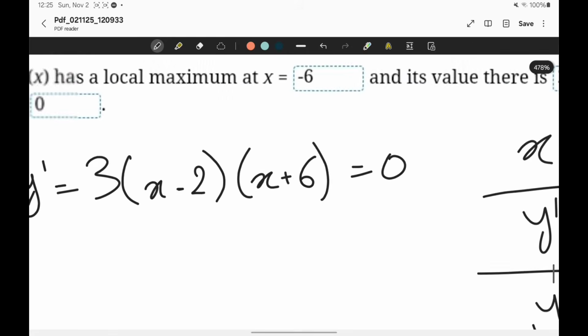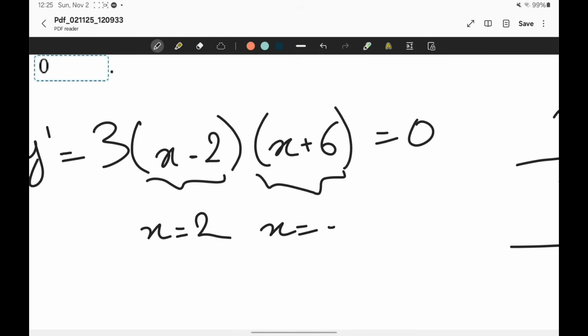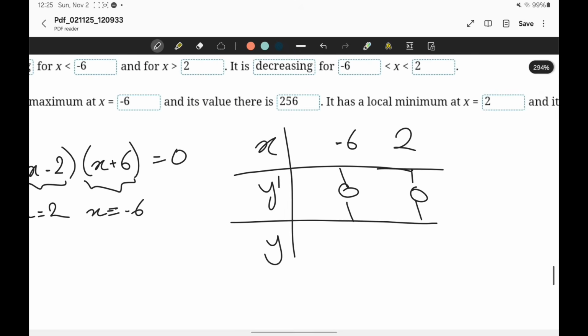Now here, when you solve for this, we don't need to. It's already like here, x minus 2 and x plus 6. So this is x is 2, x is minus 6, because you swap the signs, because these are the roots. So we'll take this, put them into our table. This is 0, this is 0, and we'll test for points.